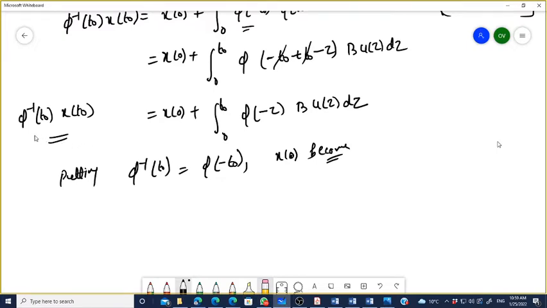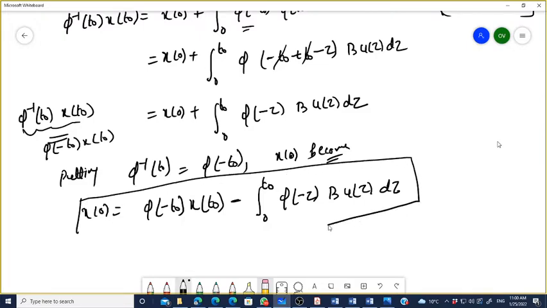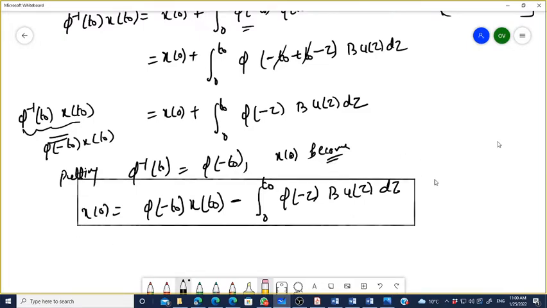यहां पर मैंने इसको लिख दिया phi of minus t naught into x of t naught is equal to ये पूरा, और x0 अब क्या बन गया बेटा. Now your x0 becomes phi of minus t naught into x of t naught minus integral 0 to t naught phi of minus tau B u tau d tau. This is the x0. Yes or no? Any doubt? This is the equation number 8.